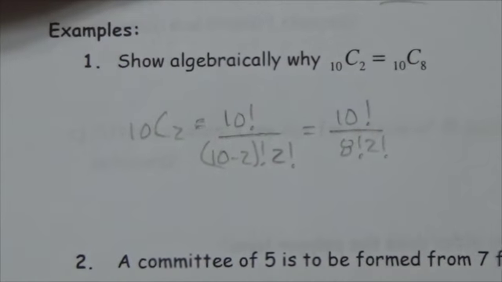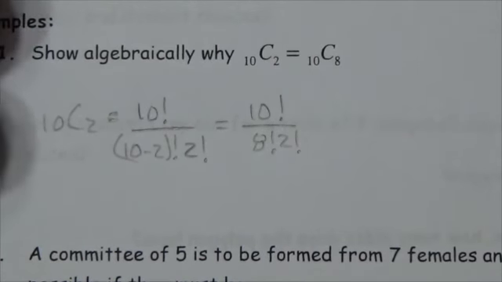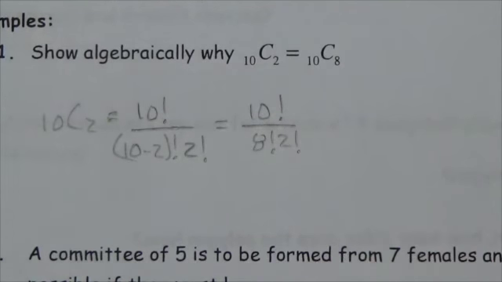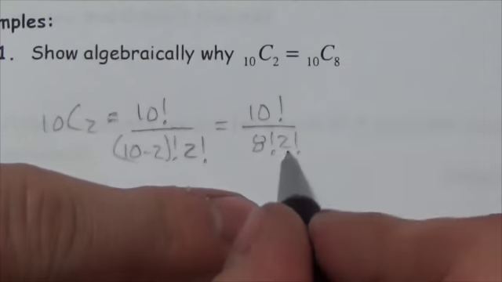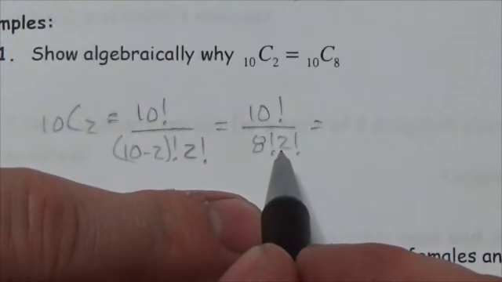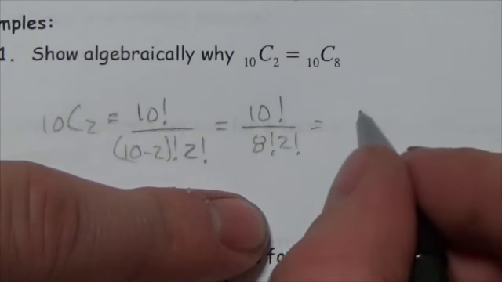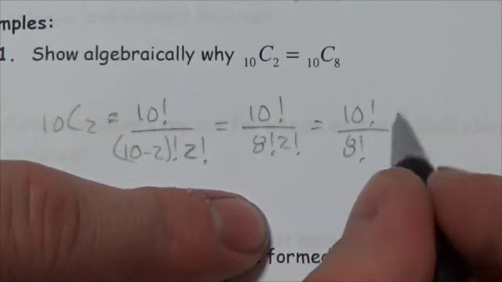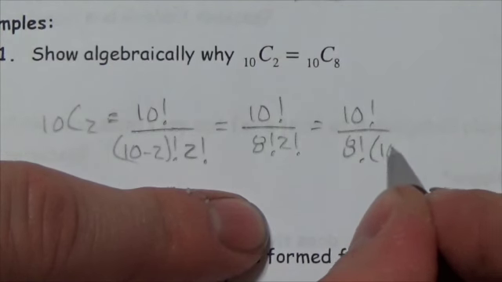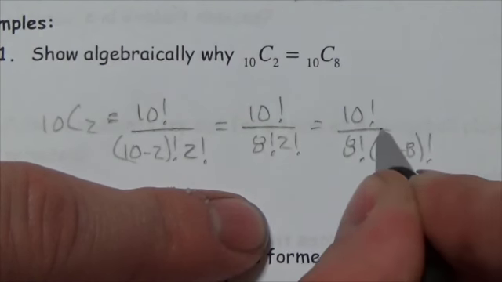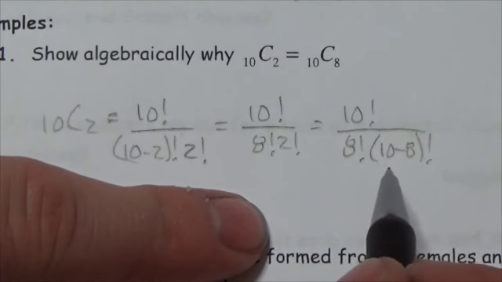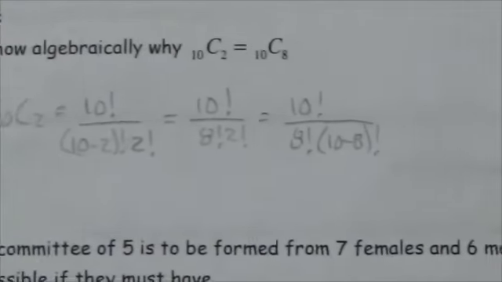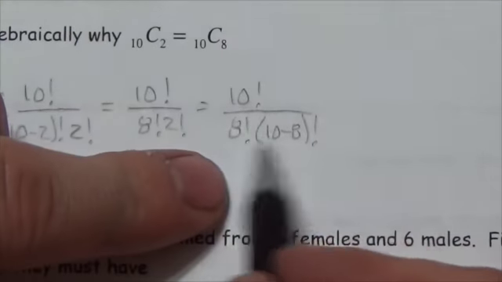Now, this is where I like what we do in math. The 2 can actually be rewritten. There's my 8 factorial, and I could rewrite 2 as 10 minus 8. I've done really nothing, since 10 minus 8 is 2. Those are one and the same. However, look what that does for me.